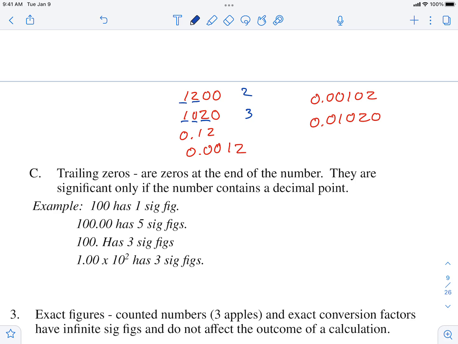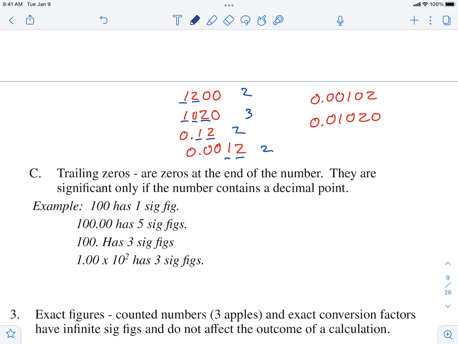Okay, what about the third one? Kayla? 2. Just 2. The leading 0 does not count. Leading zeros never count. Okay, what about the fourth one? Yeah, Dominic. 2 as well, yep. 3 leading zeros, 2 non-zeros. There's only 2 sig figs in that number.